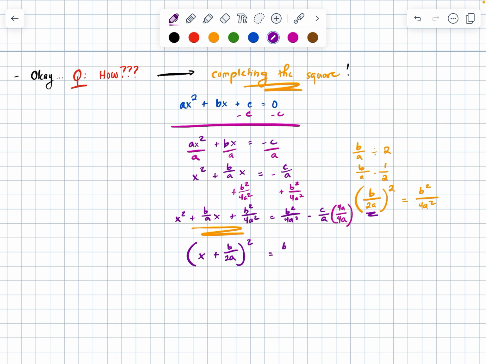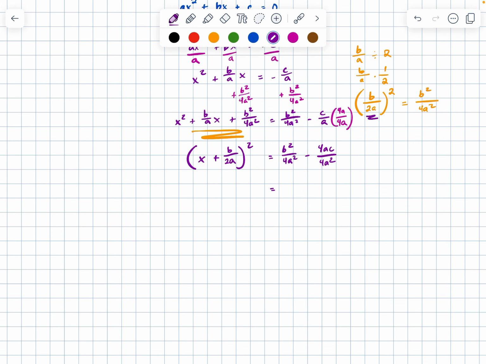So now, on the right side, I have my b squared over 4a squared, and then I'm subtracting 4a times c, which I'll write as 4ac, over 4a times a, which is 4a squared. And now I can combine those two fractions. They have the same denominator, so I'll combine their numerators. B squared minus 4ac over 4a squared. Hey, if I remember my quadratic formula, that b squared minus 4ac should look real familiar to me, which tells me that I'm on the right track.